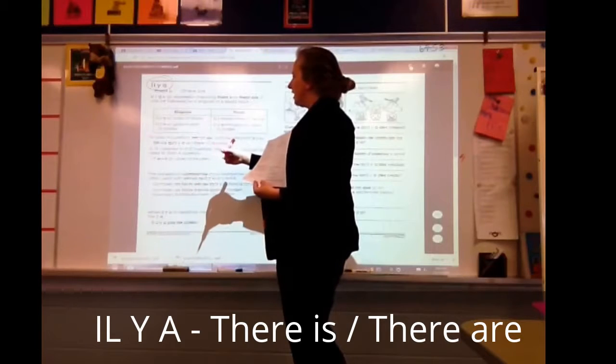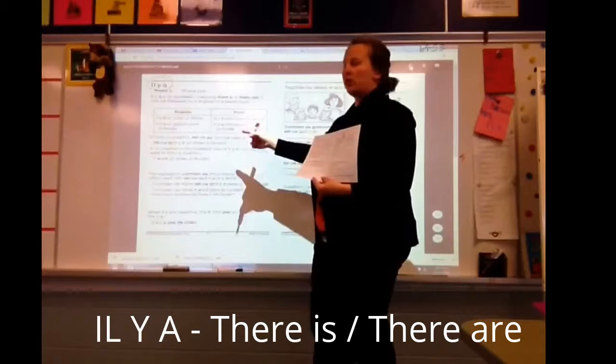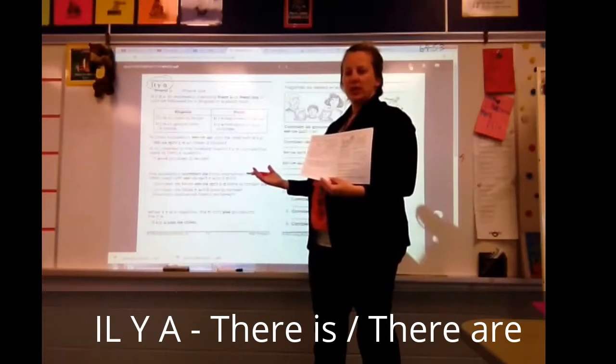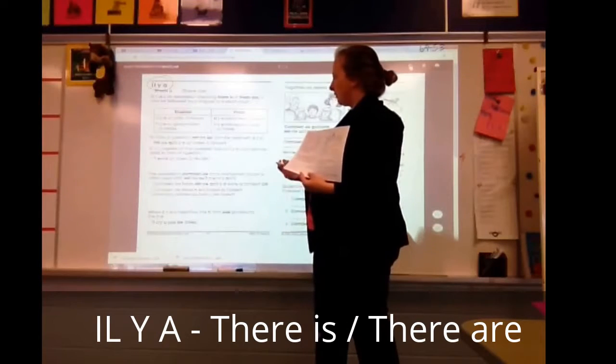Il y a un chien à l'école. There's a dog at school. But if you want to make it plural, you say il y a trois chiens à l'école. Nothing changes with il y a. It still means there is for singular and there are for plural.